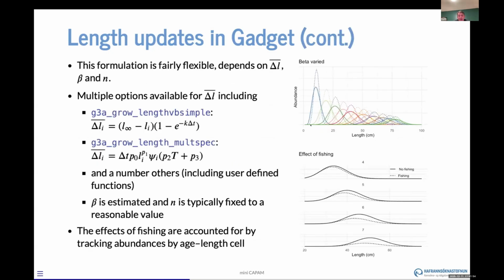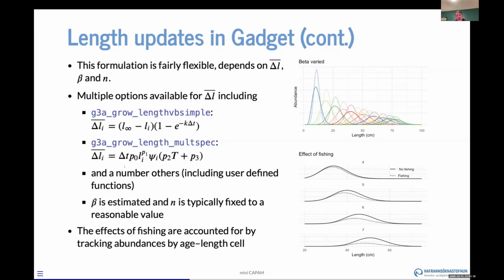So here's an example of a normal von Bertalanffy length update, which has been written as a length-based version of the von Bertalanffy growth. And here on the side we see an example of how, when the population is unfished, it progresses from age 0 all the way to age, I think, 15 in this plot. The dashed and solid lines show the different values of the beta parameter.